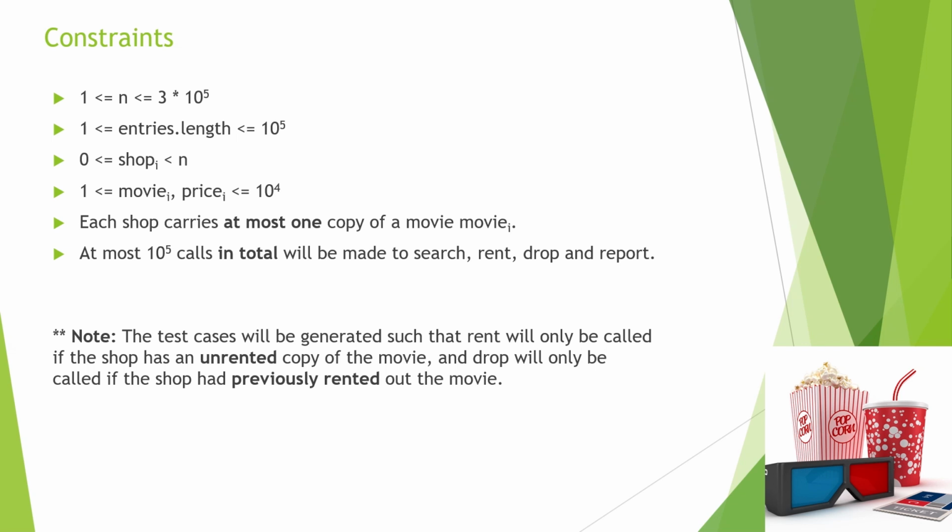Each shop can carry at most 1 copy of a movie, and at most 10 to the power 5 calls in total will be made to the 4 operations, which are search, rent, drop, and report. Test cases would be generated such that rent would only be called if a shop has an unrented copy of the movie, and drop will only be called if the shop had previously rented out the movie, which means we'll always get valid input. You don't have to worry about whether an input is valid or not. If a shop has an available copy of a movie, then only a rent function will be called. And whenever a movie was previously rented from a shop, then the drop function will be called. So you can rest assured that all the inputs would be valid.